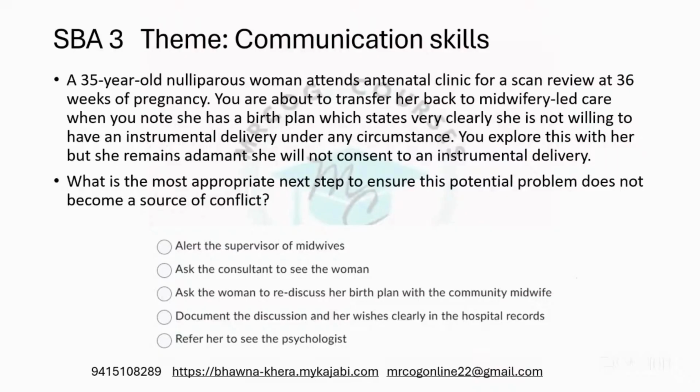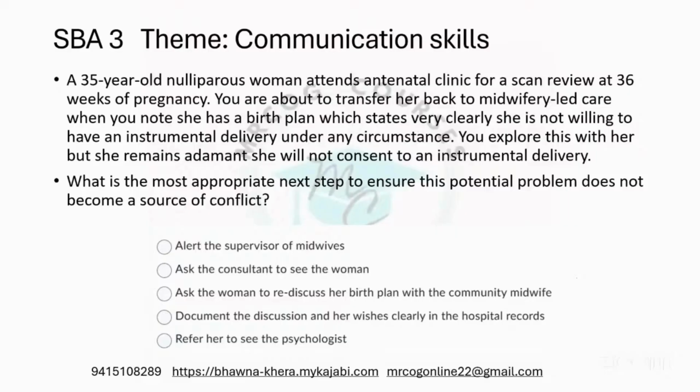So basically, the patient is here for the review, but she does not want to go for the instrumental delivery. You have tried to console her, you explored why she does not want it, but she is still adamant. She is not ready to consent for the instrumental delivery as of now. So, what is the most appropriate next step to ensure this potential problem does not become a source of conflict? Because later on, if anything goes wrong, there can be a conflict which can come up here. So, what is the correct answer?